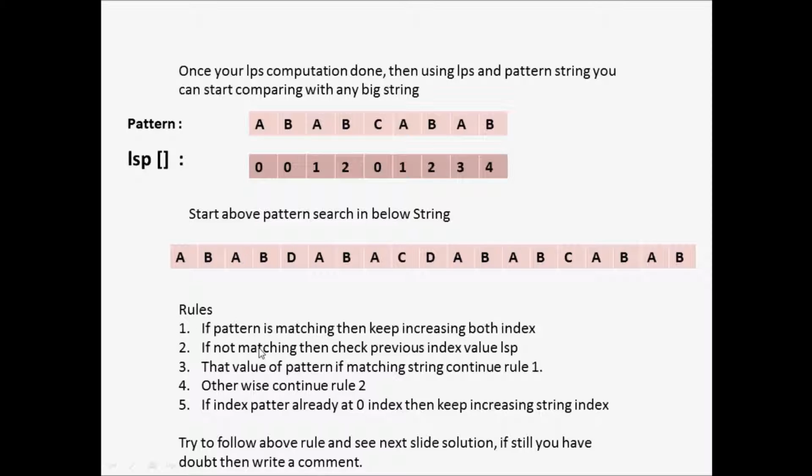Rule 1: if the pattern matches the main string, keep increasing both indexes. Rule 2: if not matching, check the previous index value of LPS; if the pattern at that value matches the string, continue with rule 1, otherwise continue with rule 2. Rule 3: if the pattern index is already at 0, keep increasing the string index. Try to follow the above rules and see the solution on the next slide. If you still have any doubt, write a comment.